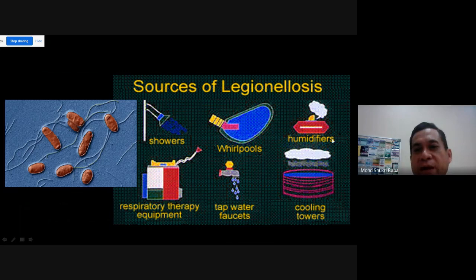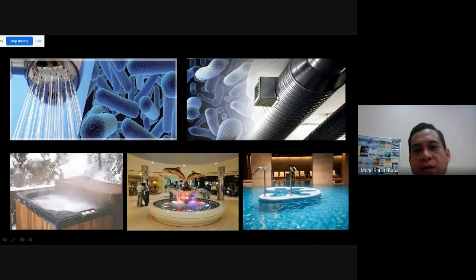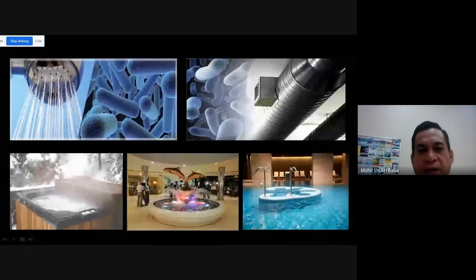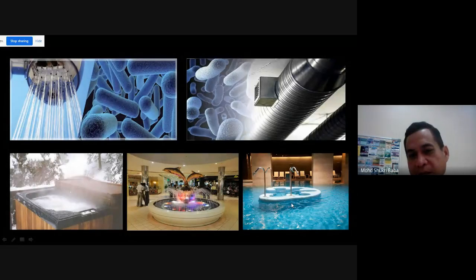Shower, whirlpool, humidifier, cooling tower, tap water faucet, and then respiratory therapy equipment. Mana-mana yang dealing with water, alright, ada source of water dekat situ, basically Legionella will be there. Okay, shower, cooling system, aircon, okay. Even fountain yang dekat lobby dekat hotel tu pun probably ada. Fountain kura-kura dekat kas tu pun ada. Alright, so basically dekat Kuala Lumpur pun mungkin ada. Kalau pernah pergi jacuzzi, alright, jacuzzi is also can contain Legionella, okay, tap air panas tu. Alright.